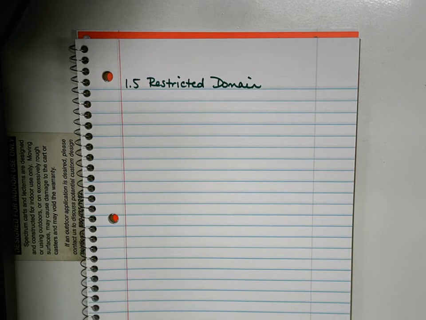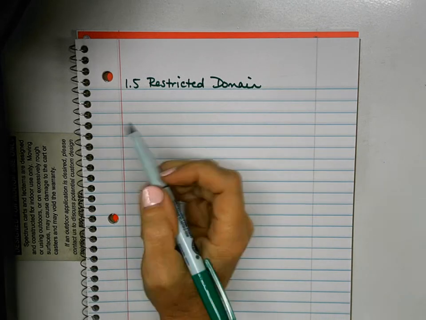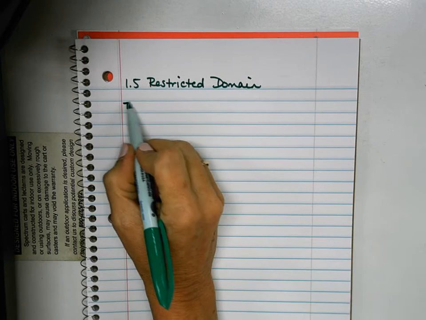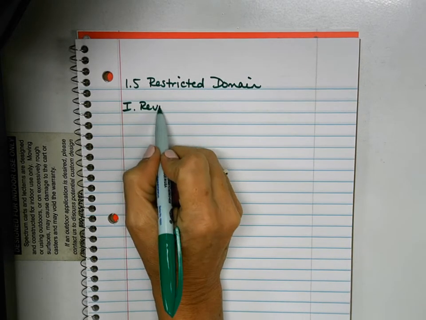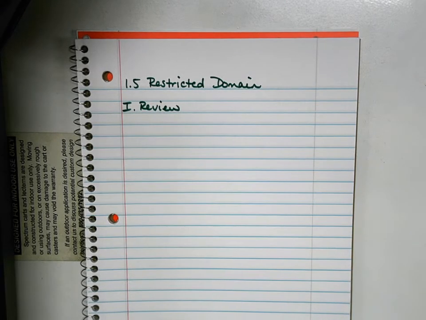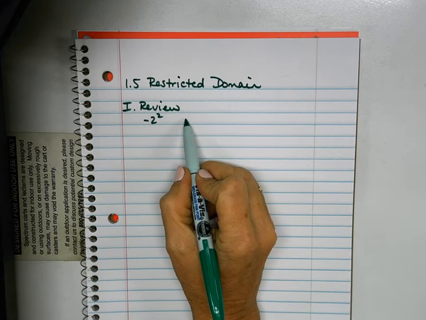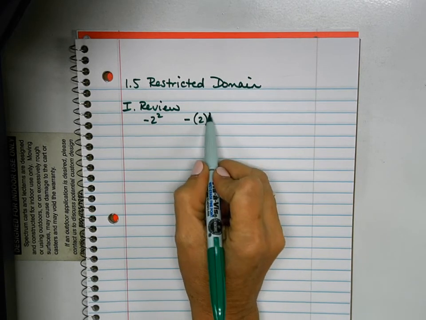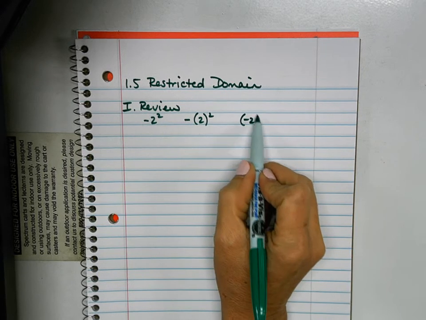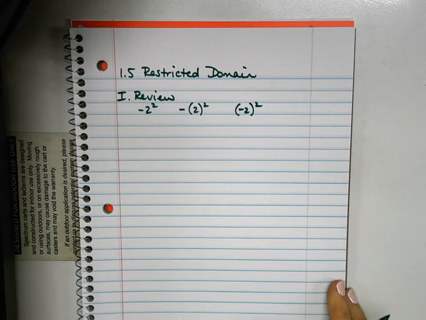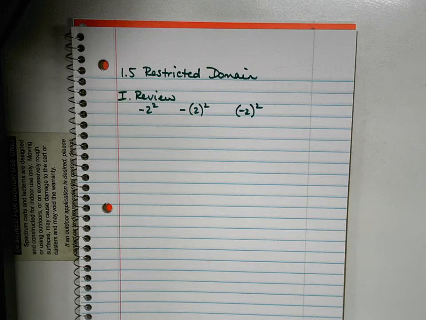Before we get to that, there's some plugging in that we need to make sure we know how to do. So this is just a little review. Let's call this Roman numeral 1, review. I need to know, are these the same? Are they different? Are any of these the same? Is negative 2 squared the same as negative 2 squared? And is that the same as negative 2 quantity squared? Okay. Are any of those the same? Are they all different? Are they all the same?